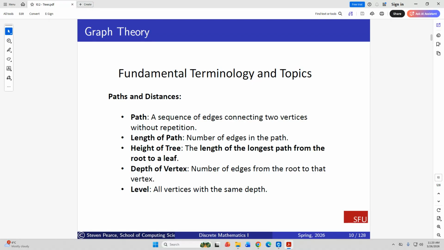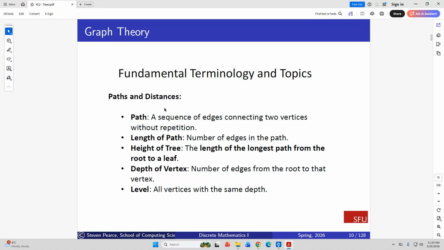Depth of a vertex, number of edges from the root to that vertex. So here it's edges. You have to be careful. They're talking about edges for the path right here. All of this is edge dependent. Depth of a vertex, number of edges. Level, all vertices with the same depth.